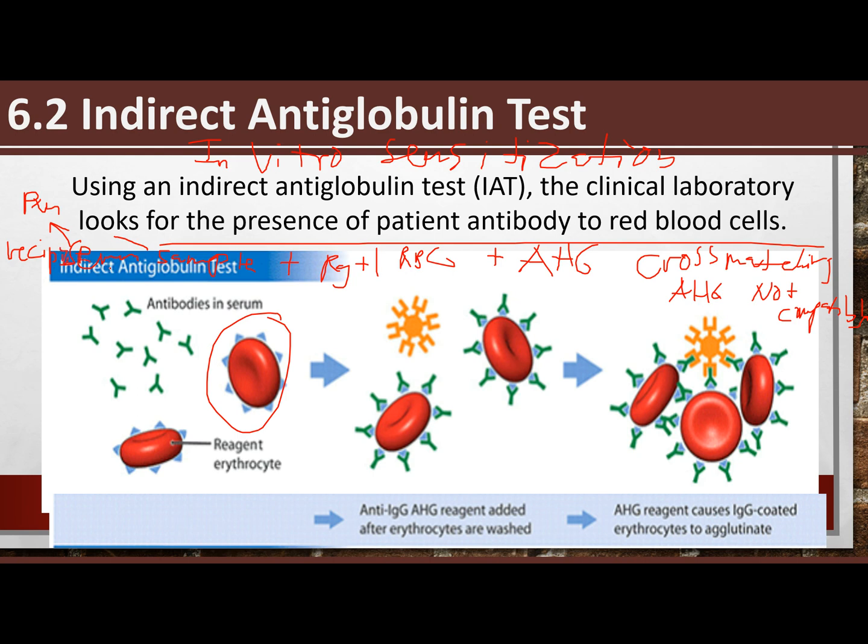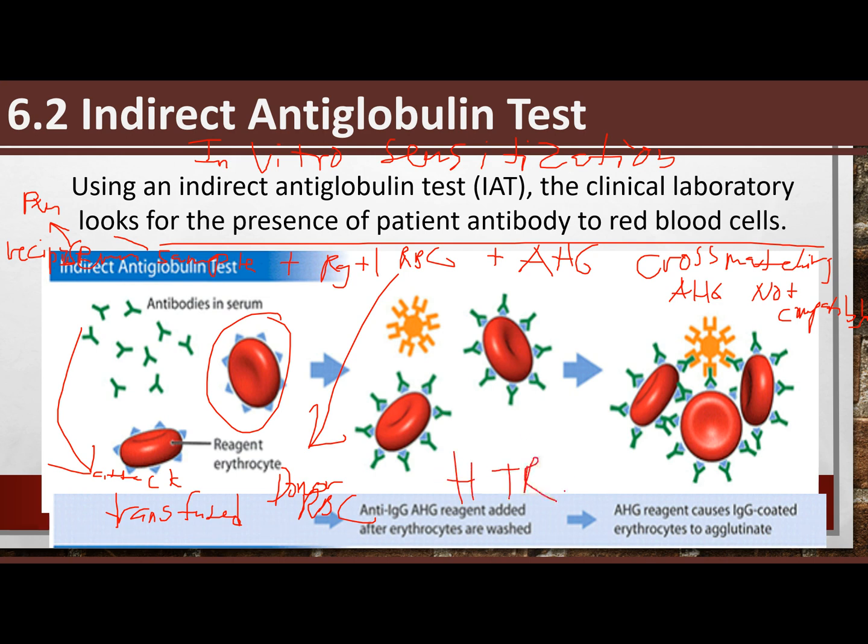If there's an antibody that would target the RBC, in this case the reagent RBC is the donor RBC. So the donor RBC, if this is transfused to the person, the antibodies of the patient will attack the RBCs because there is affinity towards one another, and that could lead to hemolytic transfusion reaction or HTR.